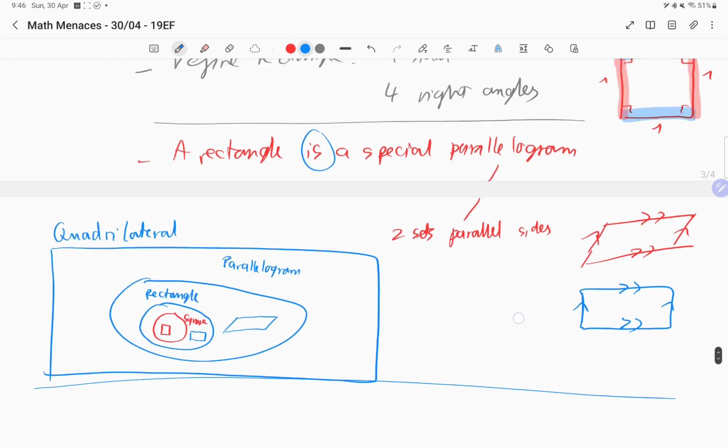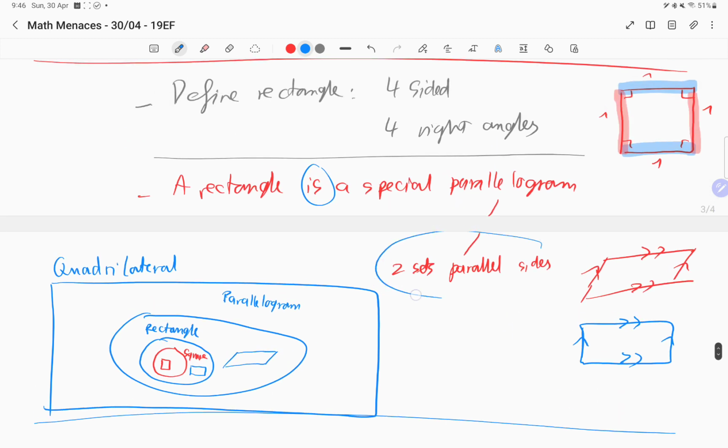Let's skip this one. Just remember, as long as the definition applies, the shape is considered another shape. Like a rectangle is a quadrilateral, right? Because it has four sides. A quadrilateral is any shape that has four sides. A square is a quadrilateral. So when you understand quadrilateral, it makes sense. It covers everything that has four sides, right?